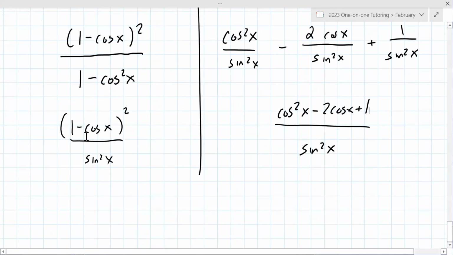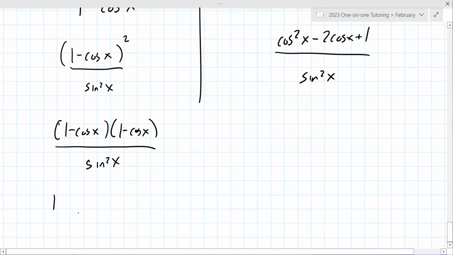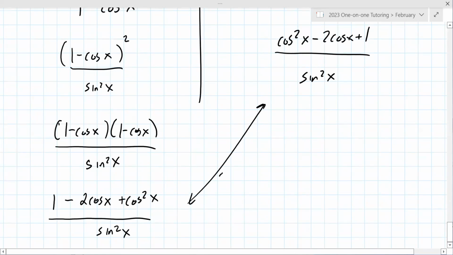Would you agree? They're looking really similar. So the question is, if you're not comfortable factoring this, then you have to FOIL this. So we'll do the left here. 1 minus cosine x, 1 minus cosine x over sine squared x, and we get 1 minus 2 cosine x plus cosine squared x all over sine squared x, and now they are the same.